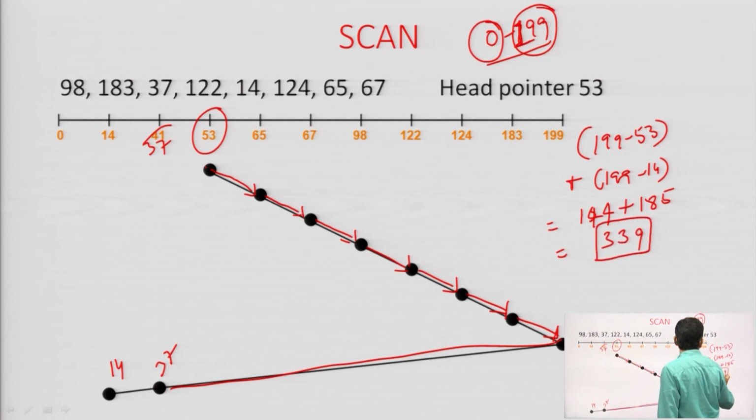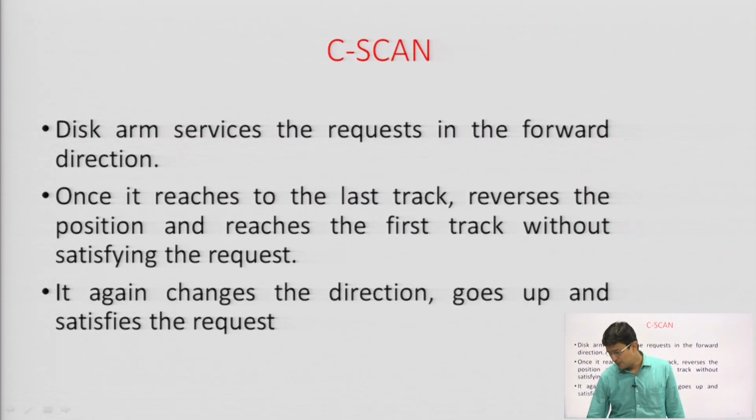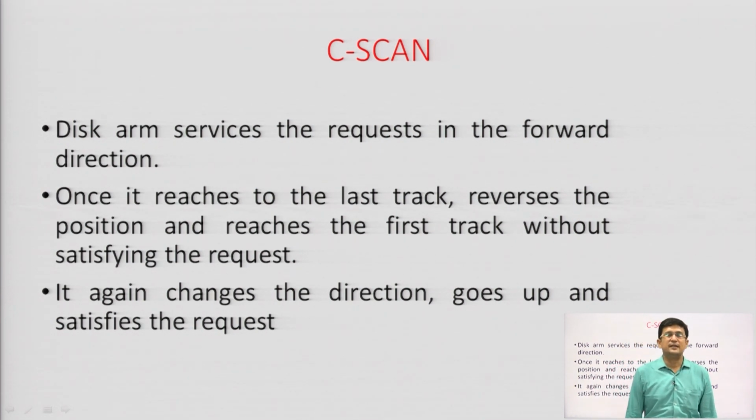So 339 is the total number of movements, or the number of tracks the disk arm has to move for satisfying all these requests with the SCAN algorithm. Now, there is a variation of this SCAN algorithm, which is known as C-SCAN. Let us understand this very easily.